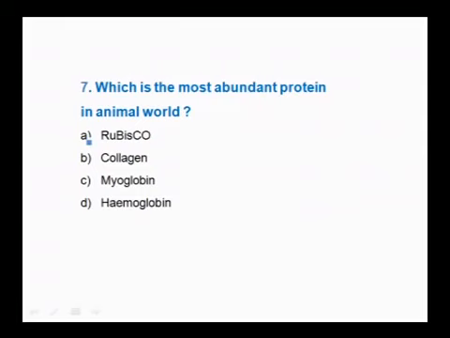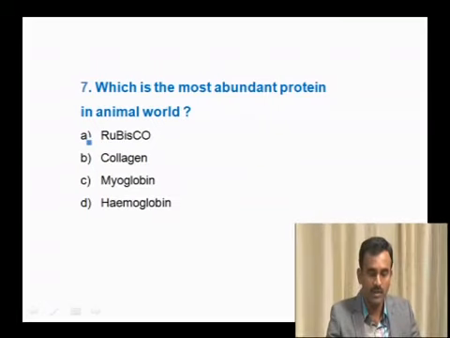Next question. Which is the most abundant protein in the animal world? As I told you while giving the synopsis, collagen is the most abundant protein in the animal world. Collagen is the protein which forms the bundle of fibers, collagen fibers, which gives flexibility and strength to tissues like areolar tissue, bone tissue, etc.